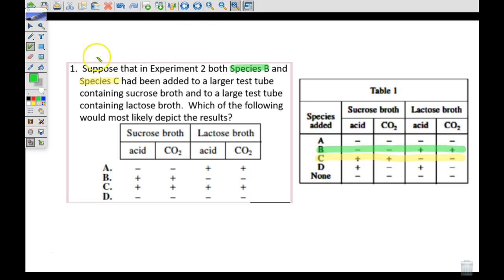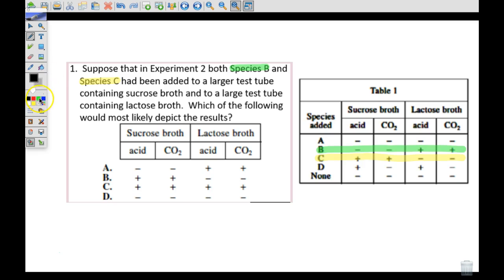Our first question asks, suppose that in experiment 2, both species B and species C have been added to a larger test tube containing sucrose broth and to a large test tube containing lactose. Which of the following would most likely depict the results?